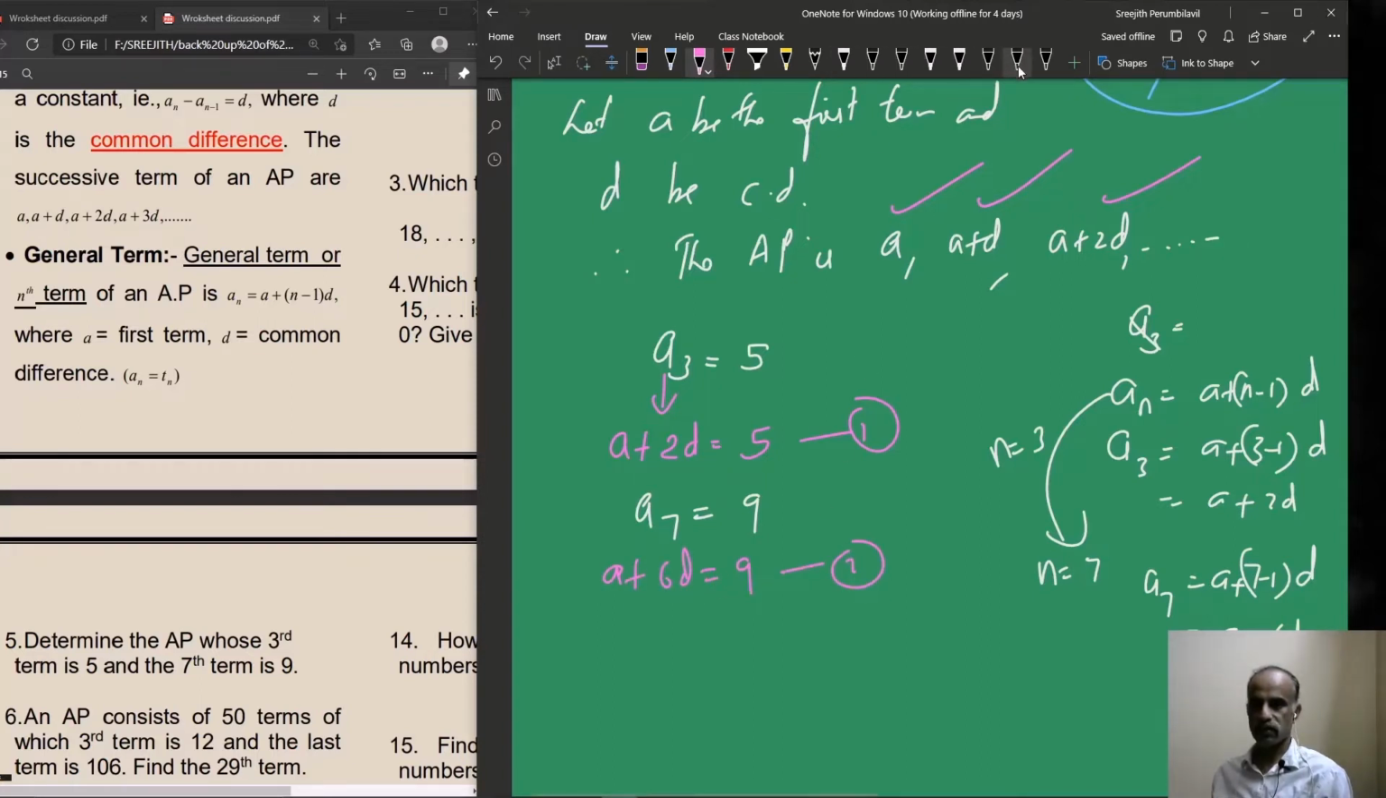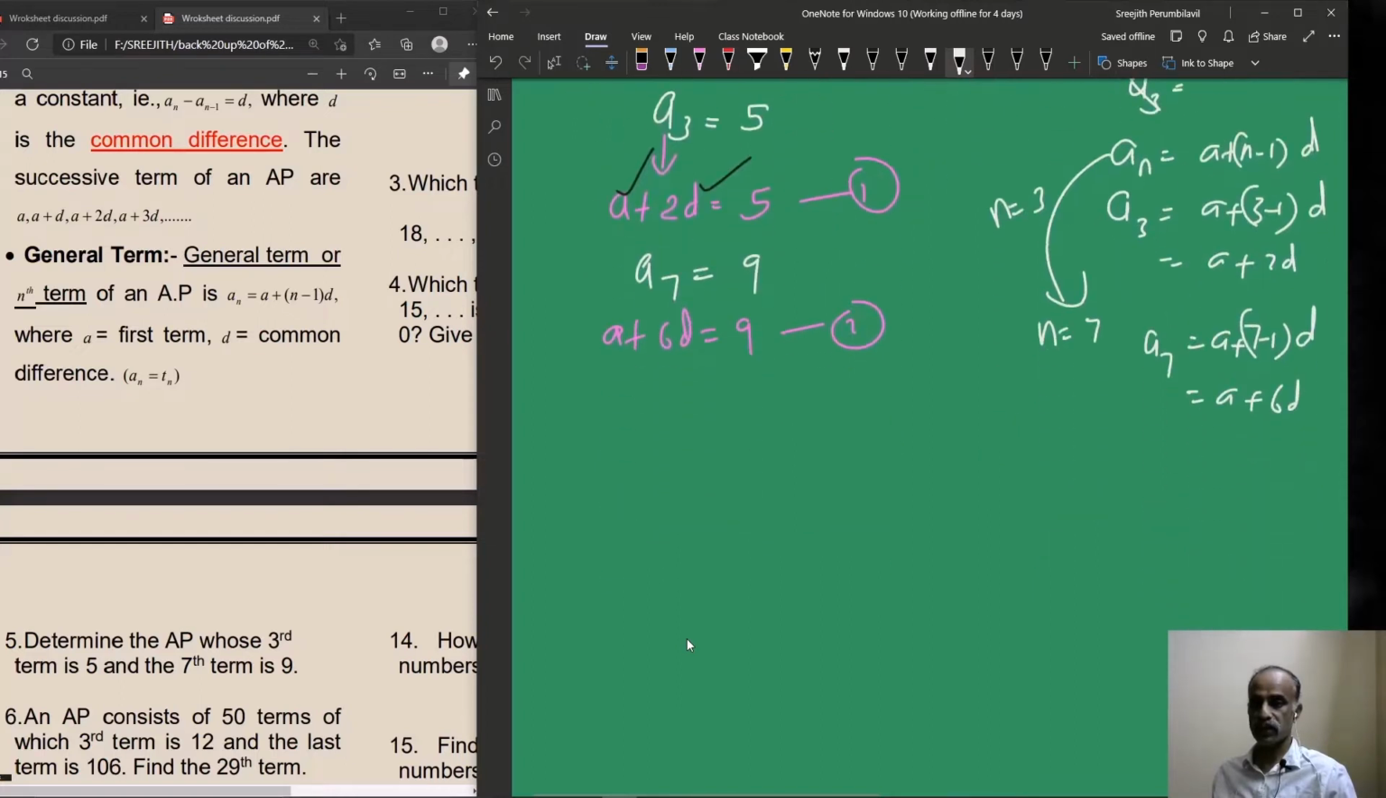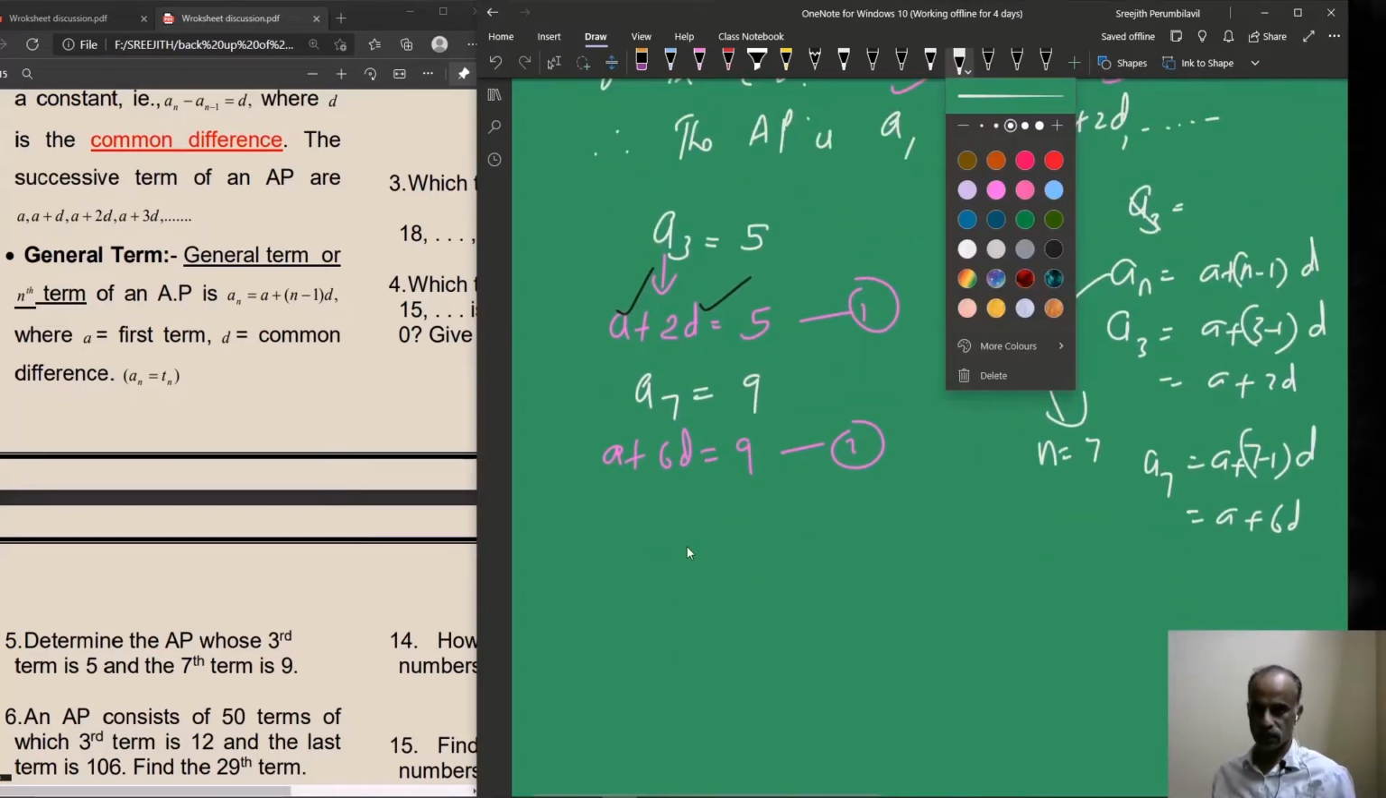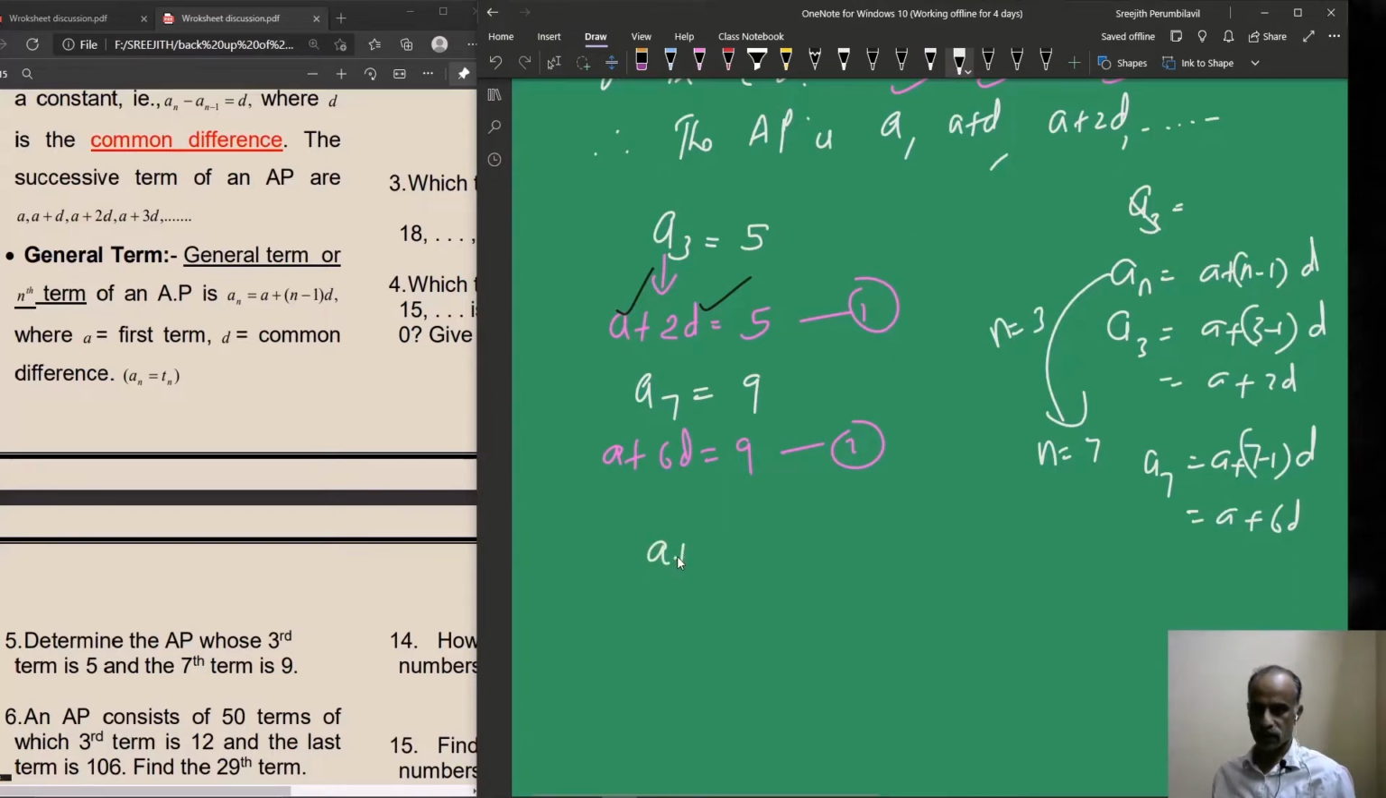Ultimately, we have to find a and d. That means what we have done here is we have framed two linear equations in a and d. Those linear equations are a plus 2d equal to 5, relation number 1, and a plus 6d equal to 9, relation number 2. We will solve this.